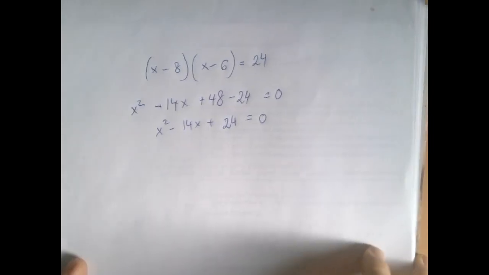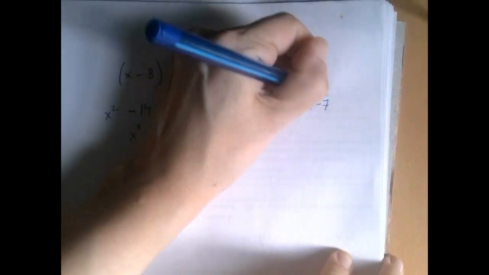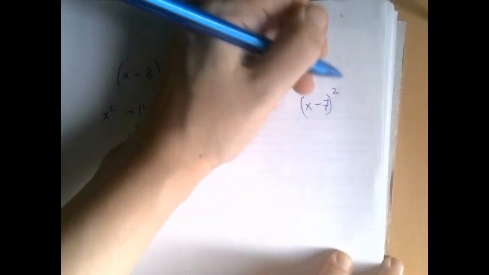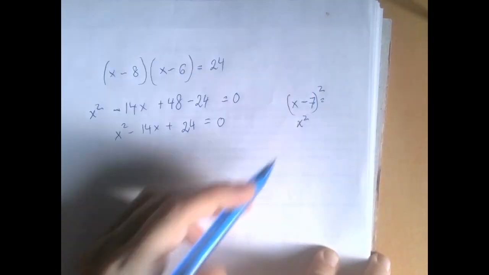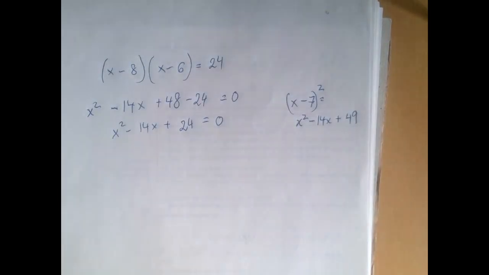Half of the linear coefficient is negative 7. So x minus 7 squared is the complete square to push this forward. So x minus 7 squared, when we expand, is going to be x squared, minus 7x twice gives us minus 14x, and negative 7 squared is 49. So here we are. This is a complete square.